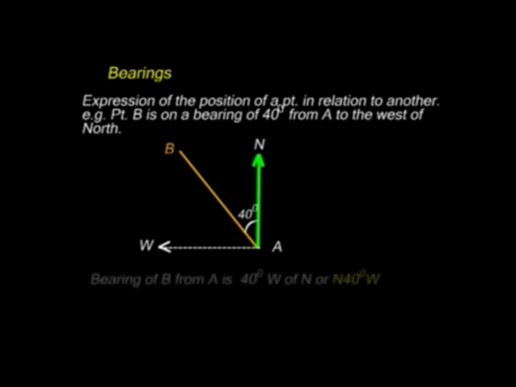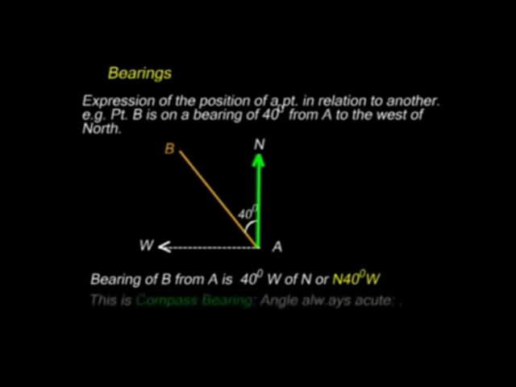Now here we say the bearing of B from A is 40 degrees west of north, or north 40 degrees west. This is called compass bearing and the angle is always acute. The angle can be east or west of either south or north, so that we can have angles such as north 20 degrees east, south 40 degrees west, south 45 degrees east, and so on.